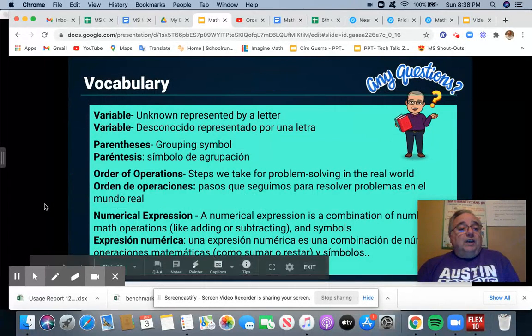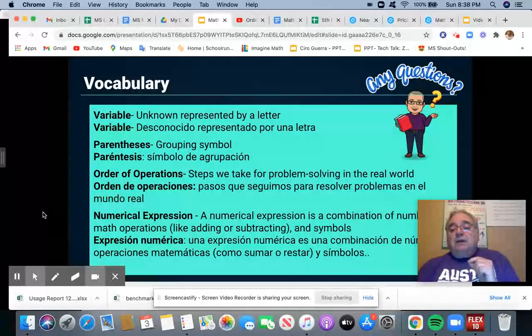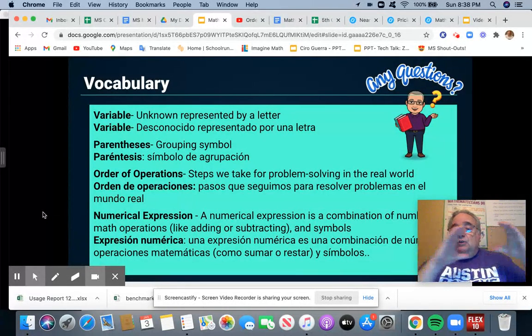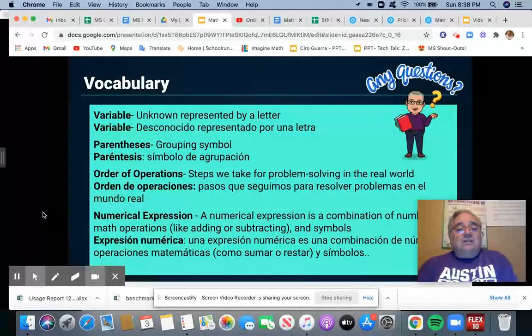Hey, some vocabulary words we need to make sure we remember. A variable is an unknown represented by a number. Parentheses, it's a grouping. It helps you group numbers. Order of operations, that's the acronym that we just learned, PEMDAS. Steps we take for problem solving in real world. And numerical expression. Any numerical expression is a combination of numbers, math operations like adding, subtracting, and symbols.